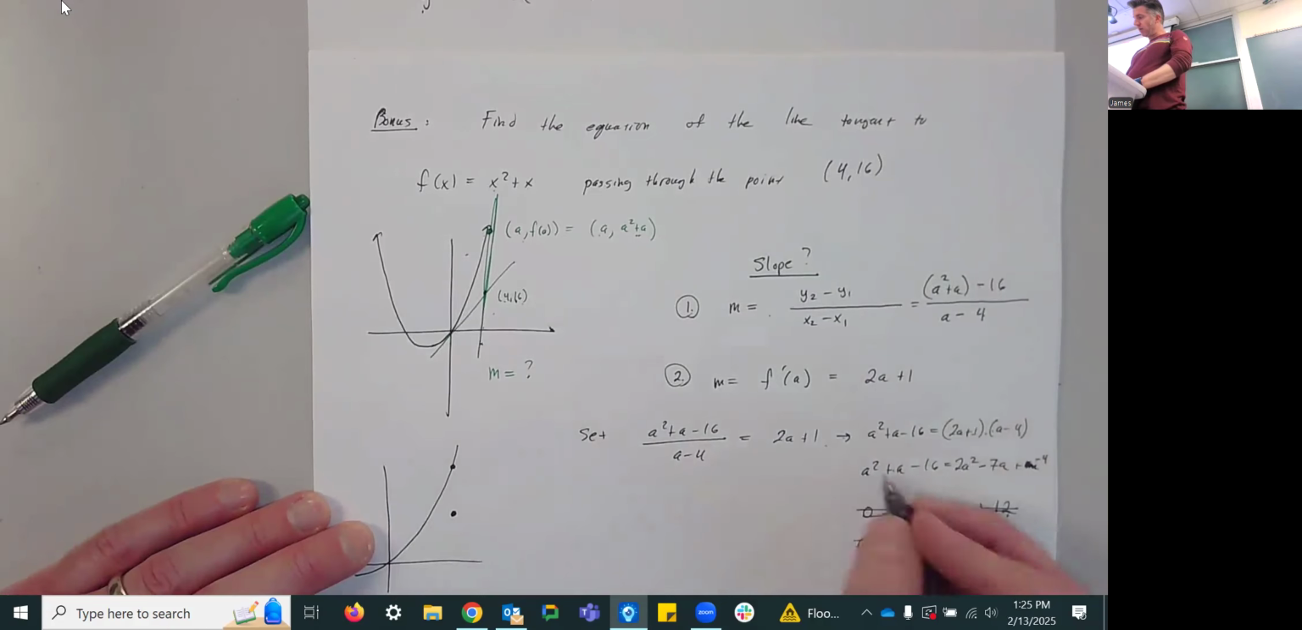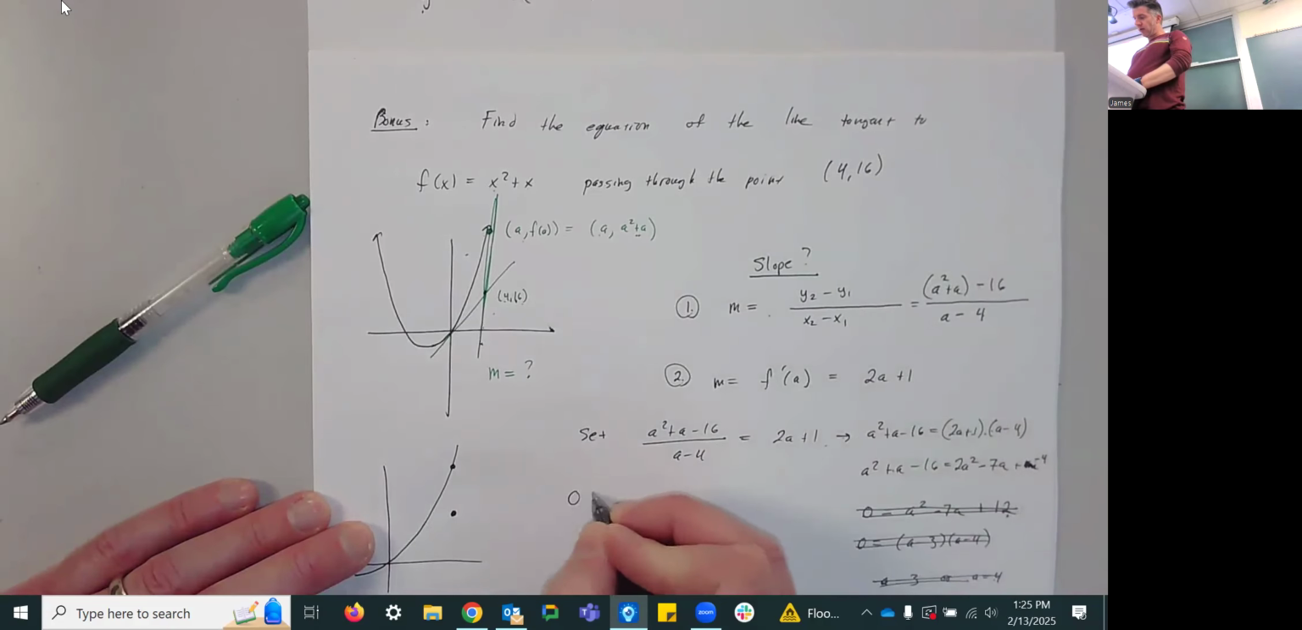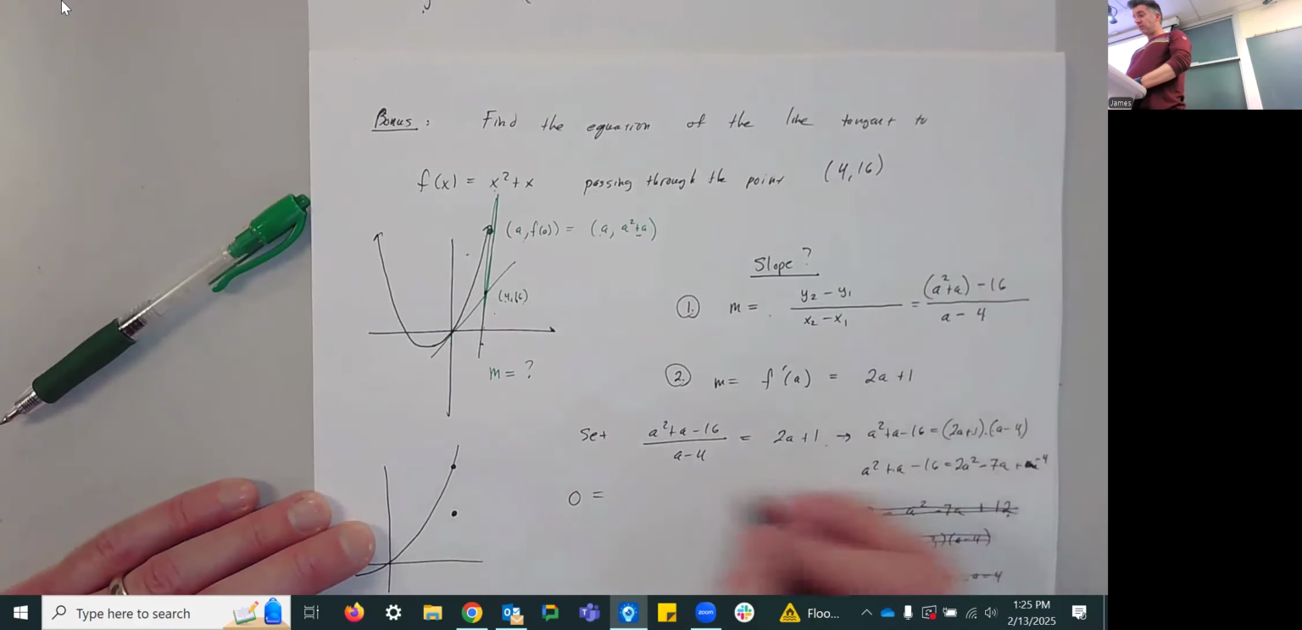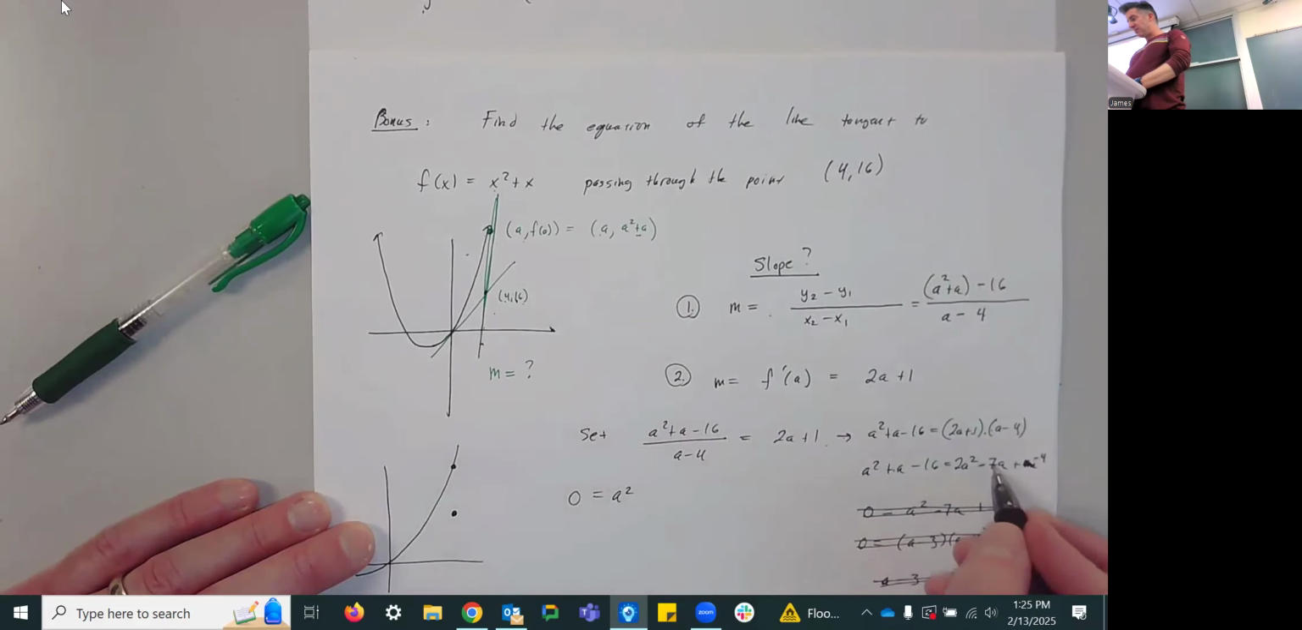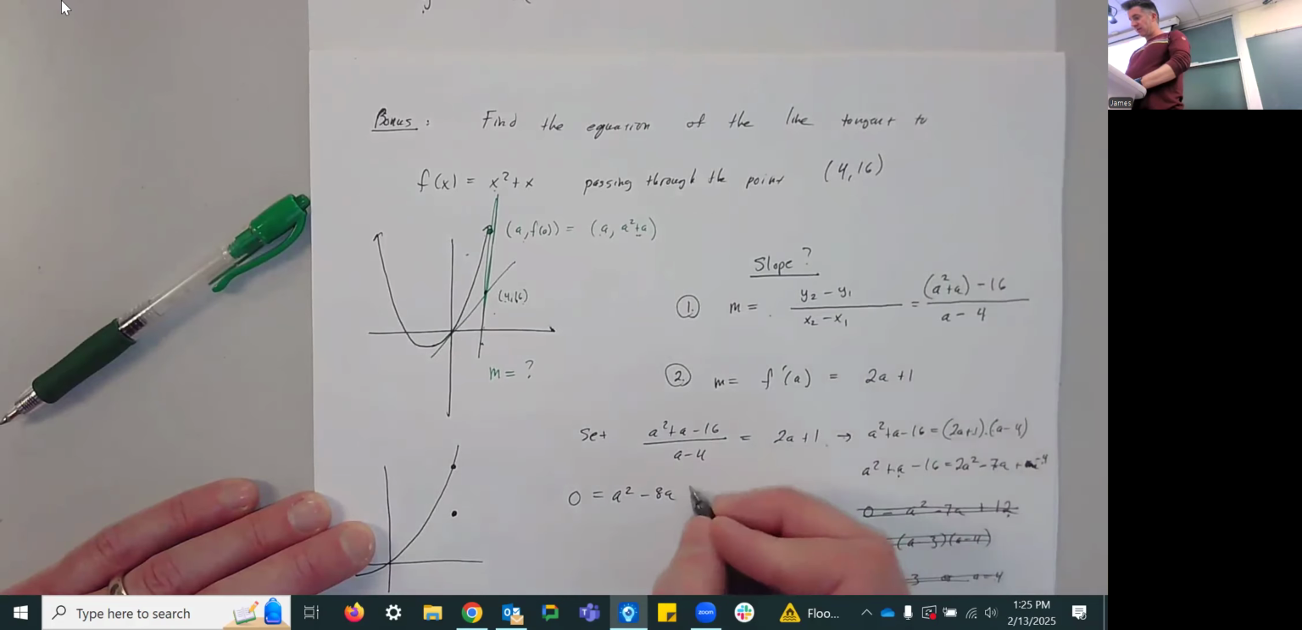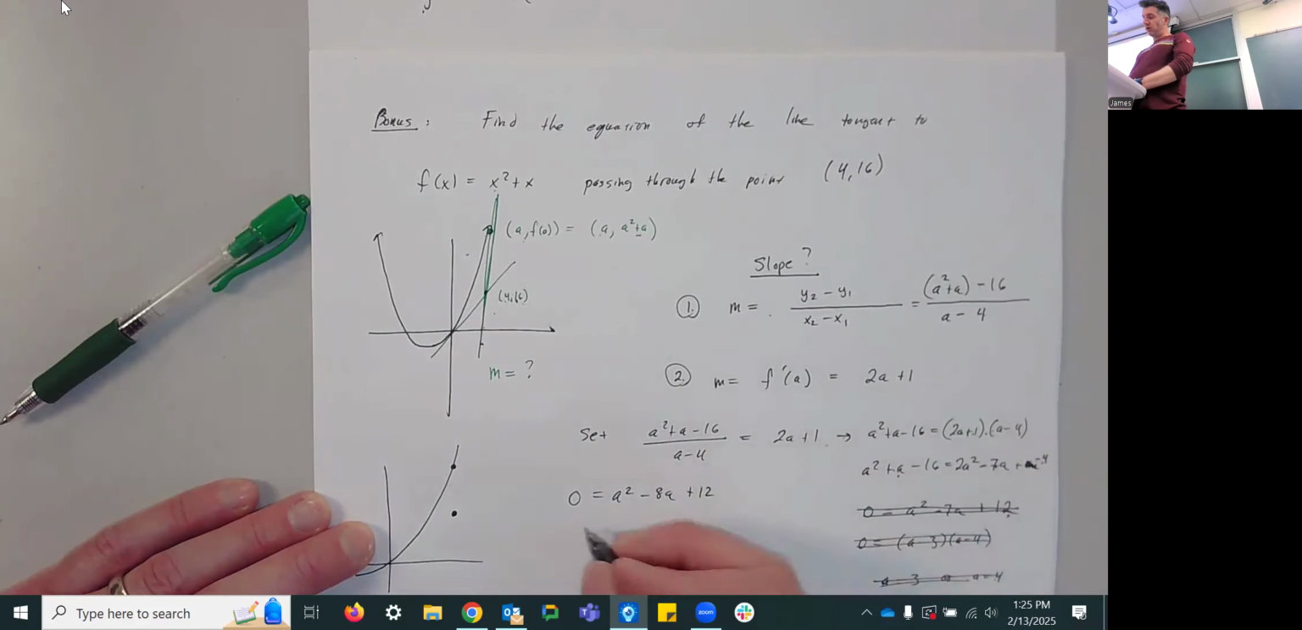So let's see. So bring everything to the right-hand side. 0 on the left. 2a squared minus a squared is a squared. Negative 7a minus a is negative 8a. And negative 4 plus 16 is plus 12. Cool. This will also factor.